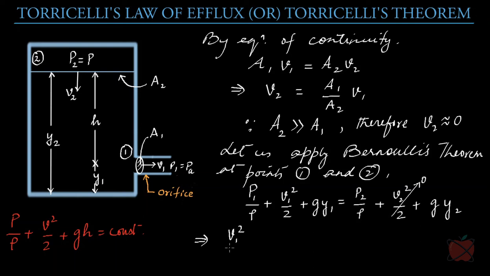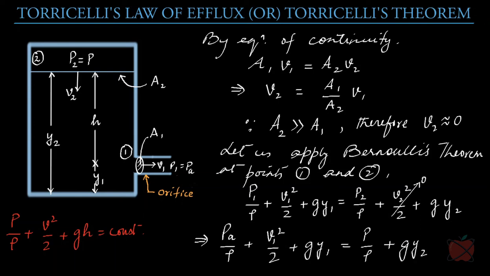So we have V1 square. Let's do one thing, let's do step by step. So P1 is actually PA. So we have PA by rho plus V1 square by 2 plus GY1 is equal to P2, which is actually P, by rho plus GY2.